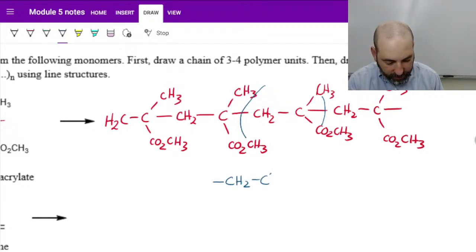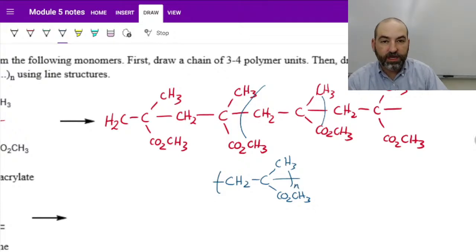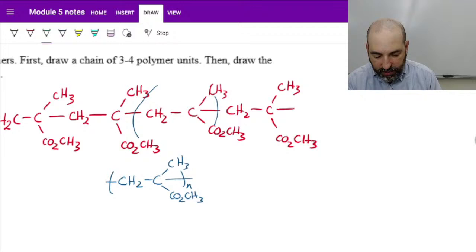And so then to draw that repeat unit, I just redraw it down here. And then we always have these lines coming out through the parentheses to show that it's repeating over and over again. And that's that repeat unit structure. Now this is still what I would call a condensed structure. So let's convert that to a line structure here next to it.